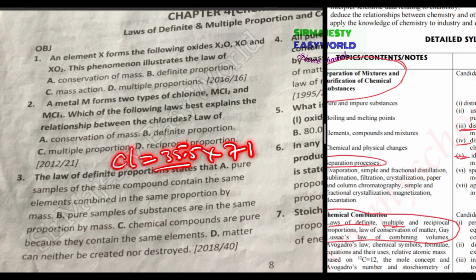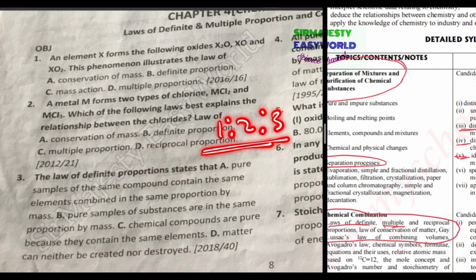Then 35.5 times 3 is 106.5. Are you seeing it? So it's in the multiple of one particular number. So this started from 1 is to 2 is to 3. So it's in a simple whole number ratio. So don't get it twisted. This is still law of what? Multiple proportion. But the options don't even have it, that's option C. Okay, so this is it for law of multiple proportion.